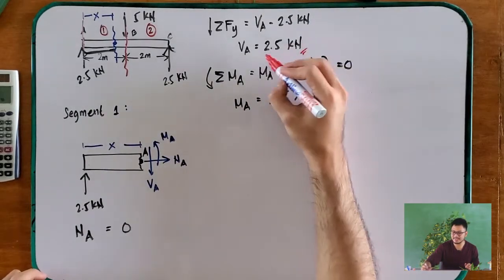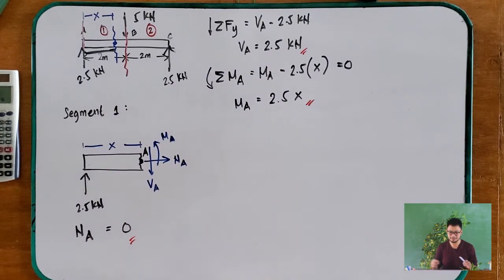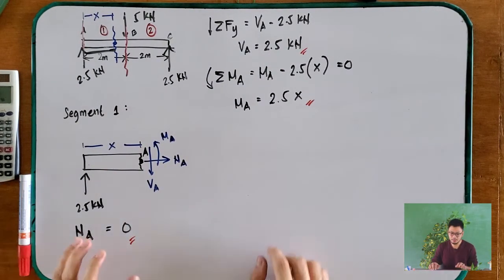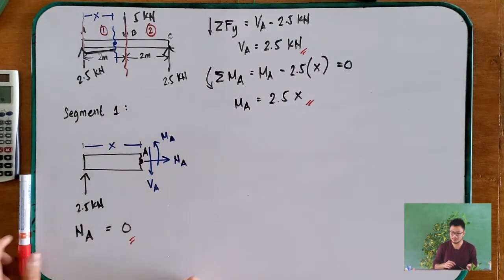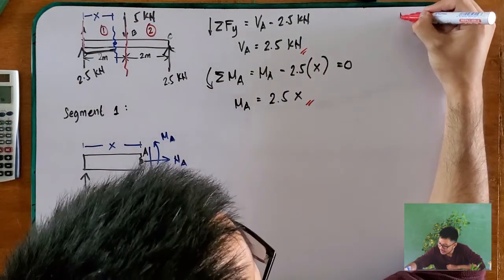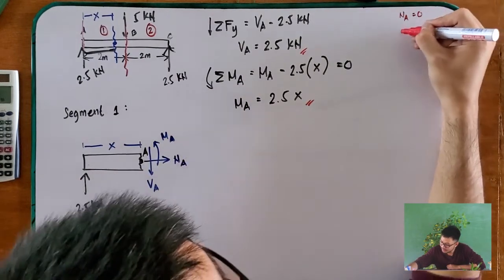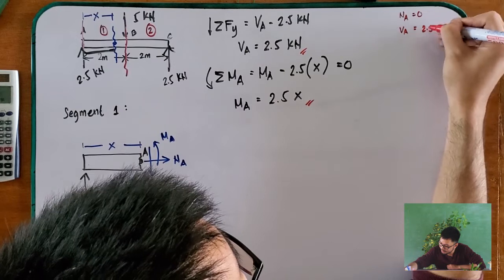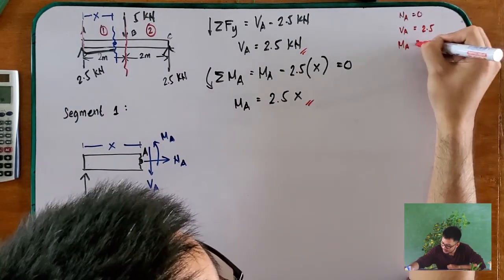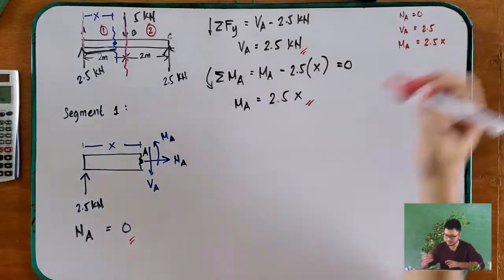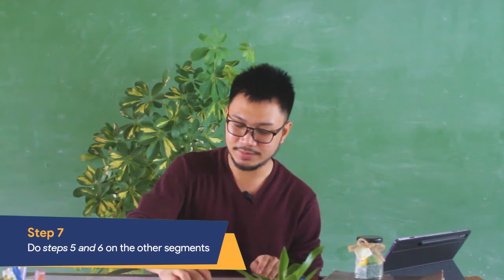So, this is an equation. These three values we have here are equations, but this one is a constant, and this one is also a constant. Okay? And we are going to use these values later on, so I have to save them. NA equals 0, VA is equal to 2.5, and MA is equal to 2.5x. We have to save this, because they are important. So I will erase now, and then let's proceed to the second section.